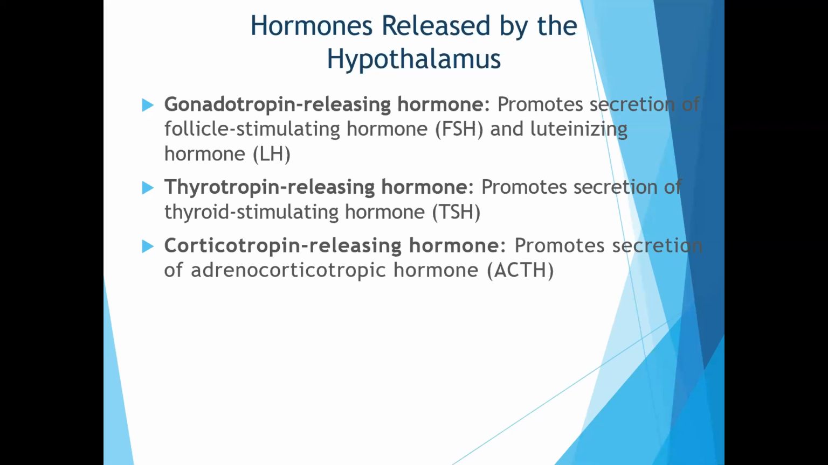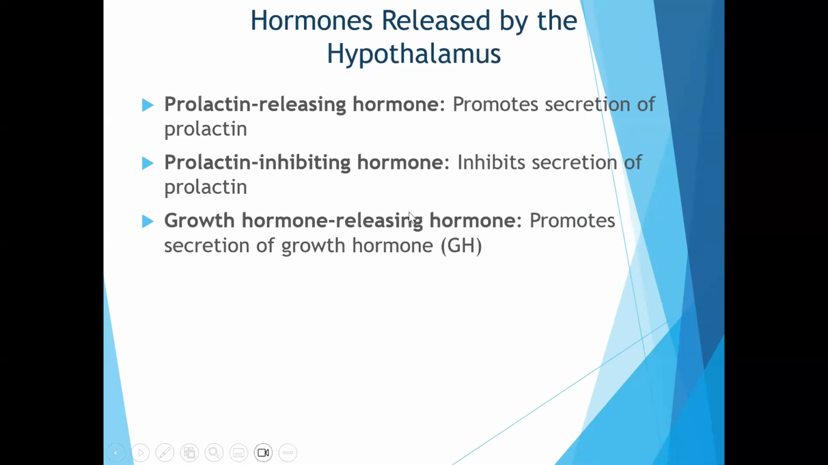So gonadotropin releasing hormone. This comes from the hypothalamus to the pituitary to promote secretion of follicle stimulating hormone as well as luteinizing hormone. You also have thyrotropin releasing hormone, and that promotes the secretion of TSH or thyroid stimulating hormone. You have corticotropin releasing hormone, which promotes secretion of adrenocorticotropic hormone or ACTH. So you'll see the theme here is the hypothalamus releases a hormone, which causes the release of another hormone.